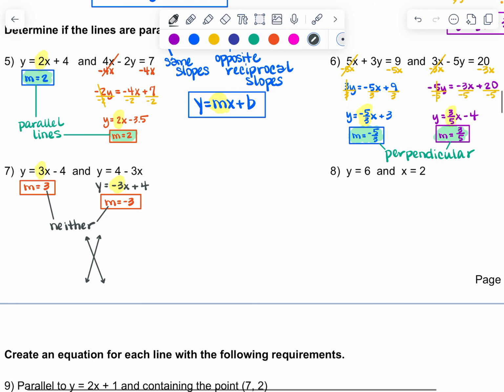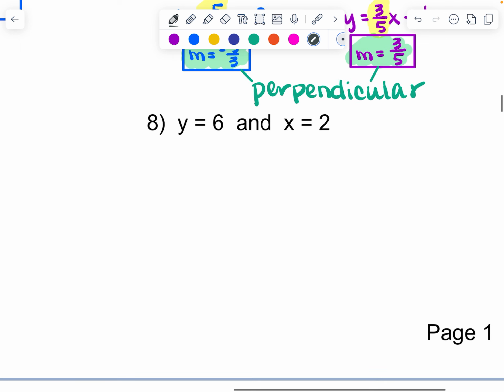Okay. All right, the last one, we talked about this in class, y equals 6 and x equals 2. This one always stumps everybody, but again, draw a picture if you need to, if you don't remember what these types of special lines look like. When it just says y equals a number and x equals a number, remember those are very special lines.